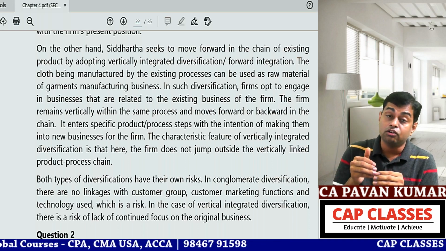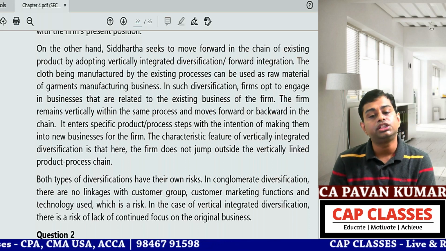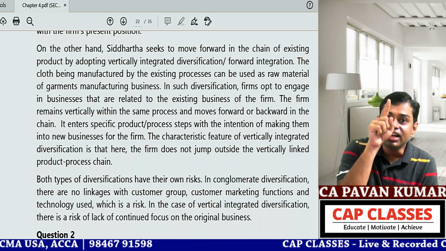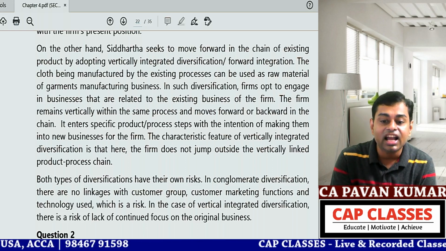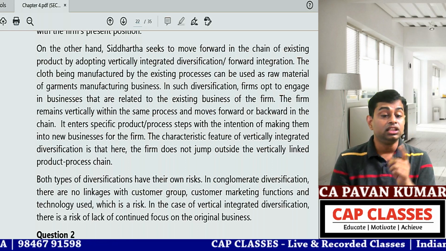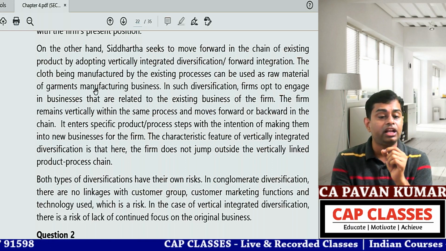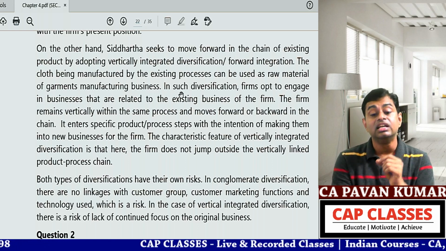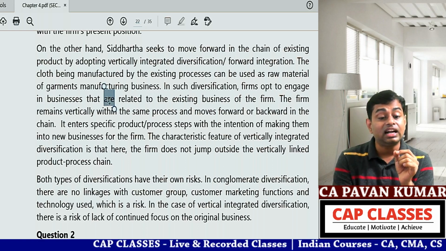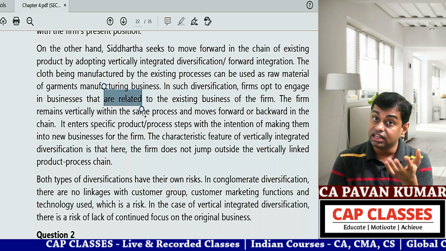If you are going back, it is called backward integration. If you are going forward, it is called forward integration. In the chain of existing product, by adopting vertical integrated diversification, which is forward integration, the cloth being manufactured by the existing process can be used as raw material of garments manufacturing business. In such diversification, the firm opts to engage in the business that are related to the existing business.